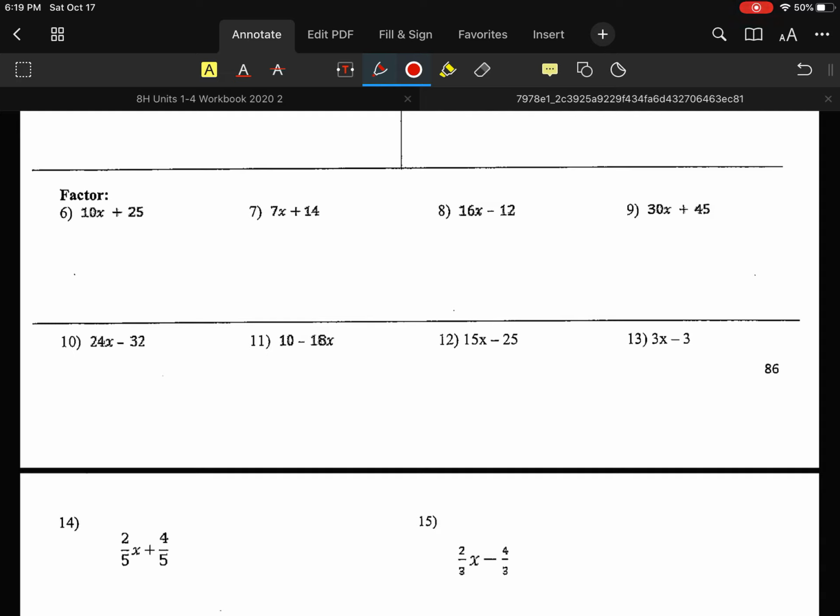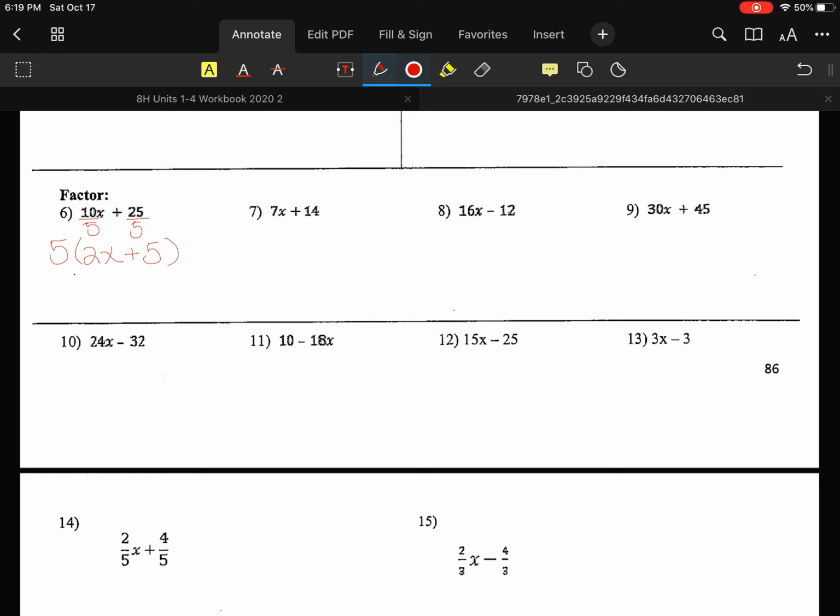Problem number 6, factor. We have 10 and 25. So again, if I work backwards from 10, 10 can go into 10, 5 can go into 10, 2 can go into 10. So the greatest common factor from that list that can also divide into 25 would be 5. So 5, parentheses, divide each term by 5. I'm going to have 2x plus 5.